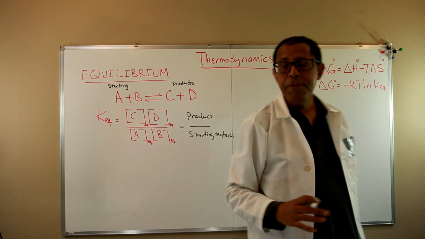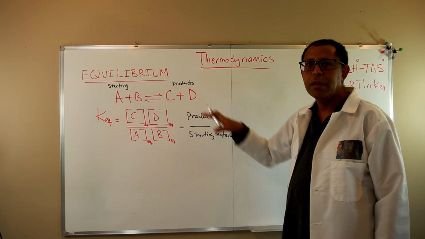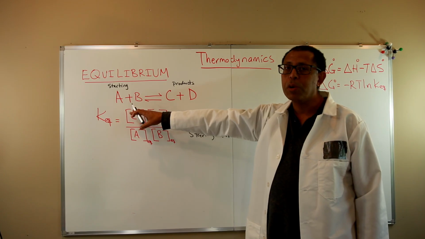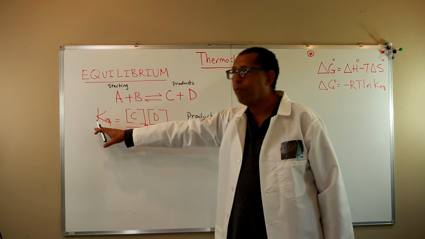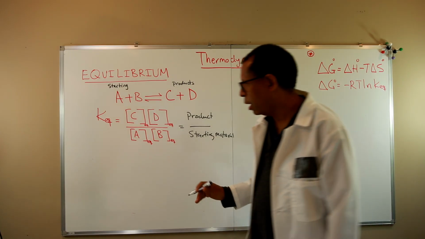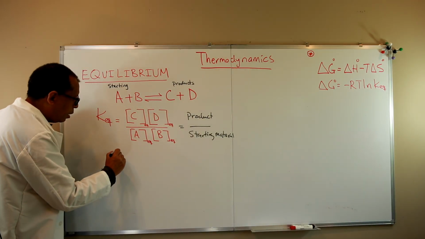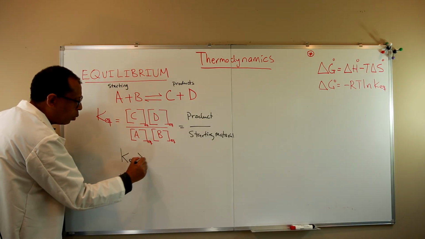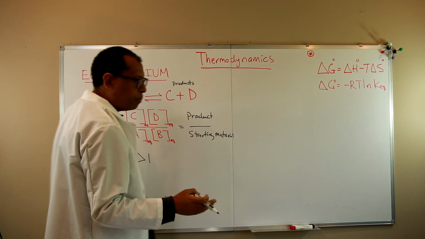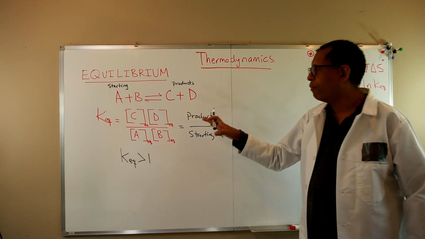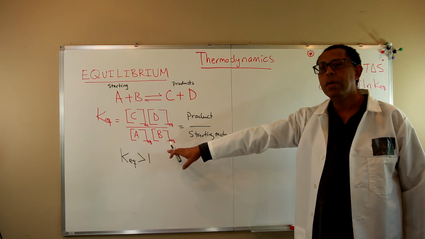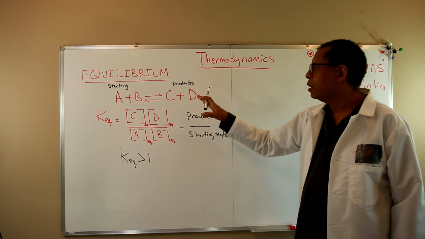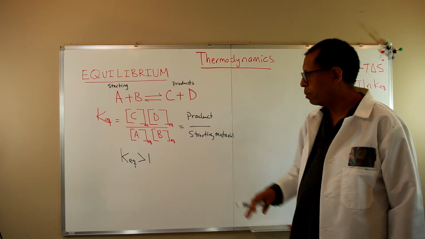So if the forward direction is favored, that means more products are formed than what is remaining in your reaction, and K equilibrium would obviously be greater than 1. That means the reaction is favored in the forward direction when K equilibrium is greater than 1. What this tells me is that more and more products are formed in relation to the remaining starting material.